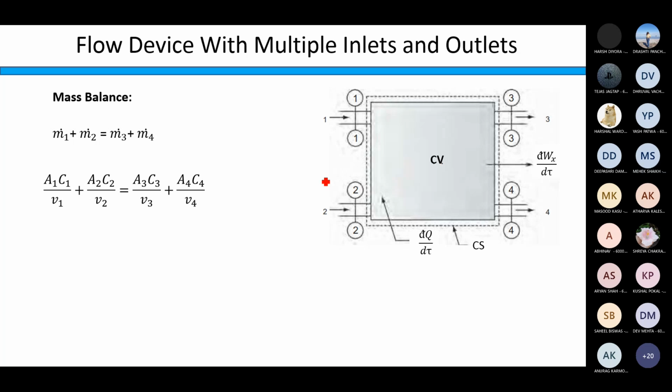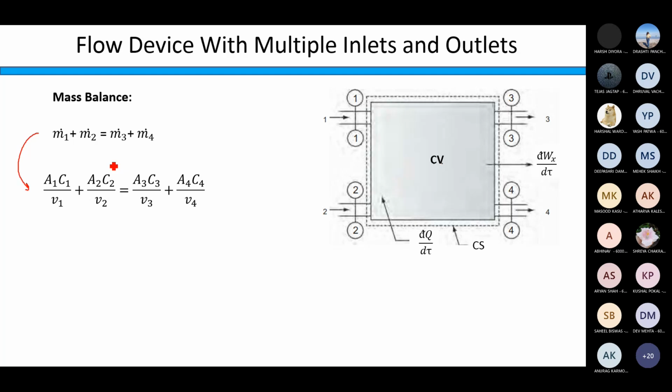The same expression can be further modified in this form. I am just replacing that m dot by rho AC here, right? In thermodynamics, instead of density, the specific volume is a more widely used term. That's why we write it in terms of specific volume, A1 C1 by V1 and not just rho 1 A1 C1. Whereas in fluid mechanics, I would prefer to use density instead of specific volume. Understand this difference? So this is about mass balance.